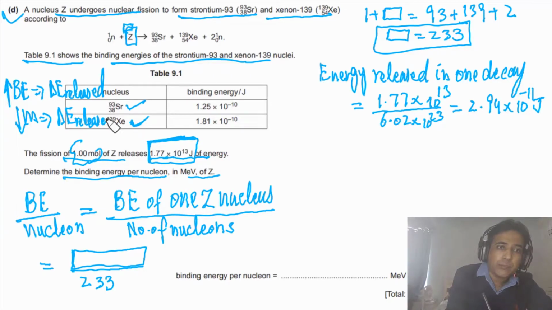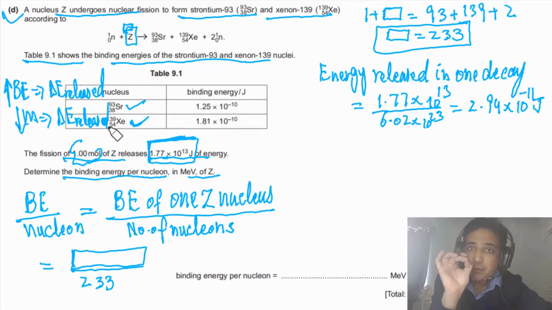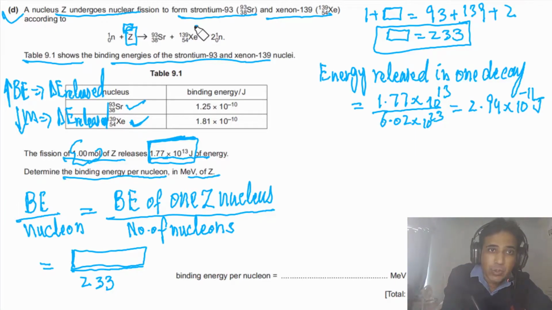So these two conditions are very important. You need to understand: if the binding energy of products is greater than the binding energy of reactants, meaning the parent nuclei, it means energy will be released. And if the binding energy of daughter nuclei is lower than that of the parent, it means energy has to be absorbed. So in this case, energy is released, which means that the binding energy of daughter nuclei is greater than the binding energy of Z.